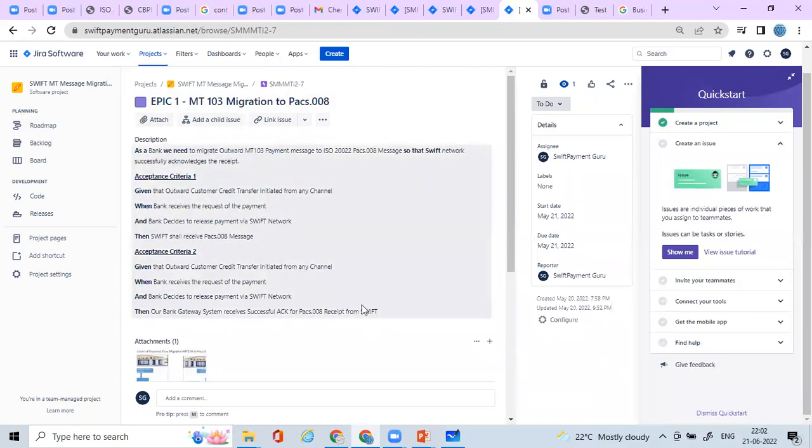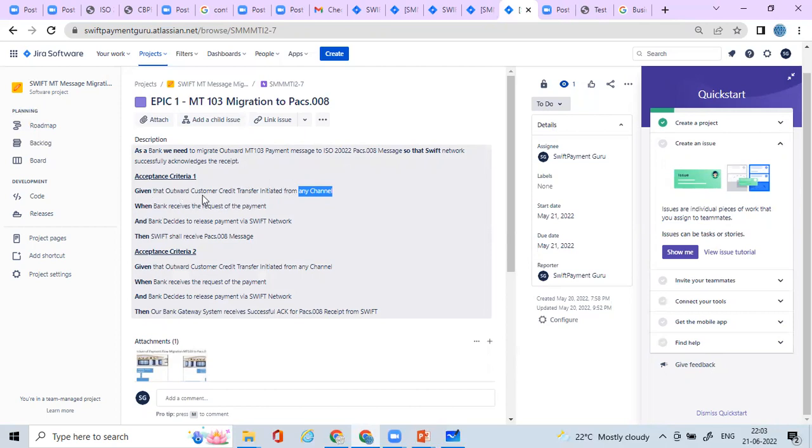This is one of the epics, or requirements, which needs to be developed as part of this project. In the acceptance criteria for the business: given that the outward customer credit transfer is initiated from any channel. Now, channels can be multiple in a bank. They have just provided any channel, which means it is applicable for all the channels. That has to be modified in terms of user stories later on, but this is how they will think in terms of the business as a bank.